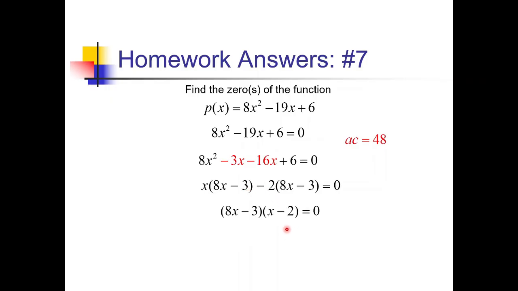All right, so now that I have it factored, I can just set each of these equal to 0 and solve for x. 8x minus 3 equals 0, so 8x must equal 3 then. And then we can divide by 8 to get x equals 3/8. And then over here, 2 minus 2 is 0, so x equals 2 is our other answer.